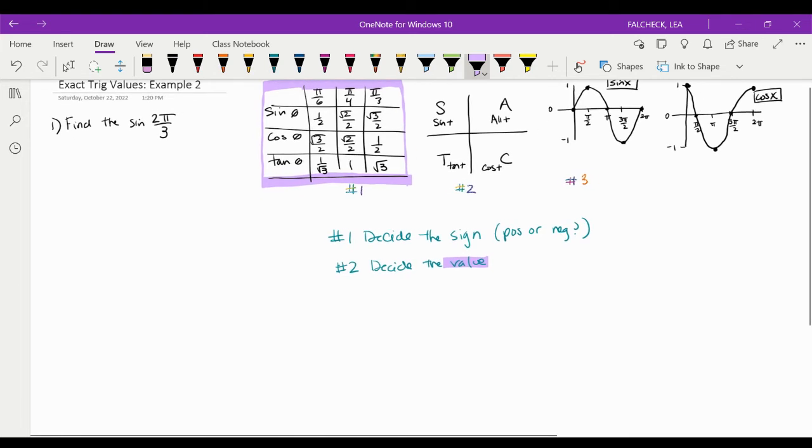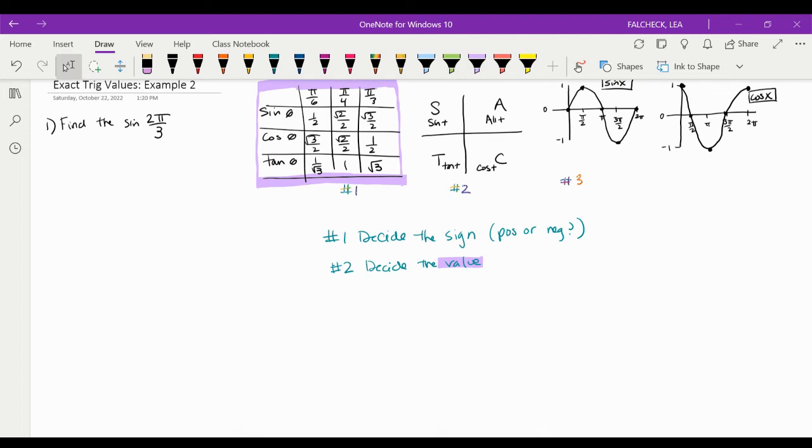Okay. So here's how I decide the sign, right? Think about 2 pi over 3 as a rotation. I want to see what quadrant a rotation angle of 2 pi over 3 will terminate in. And in order to do that, I have to sketch it, okay? I always want to see you guys sketching these angles because that's what helps you think about it.